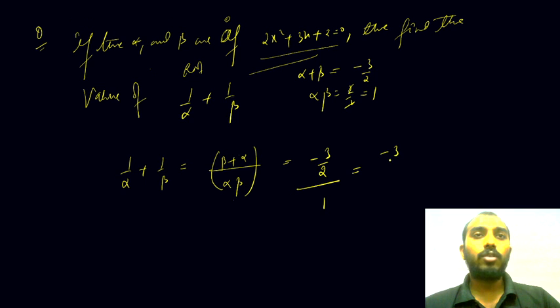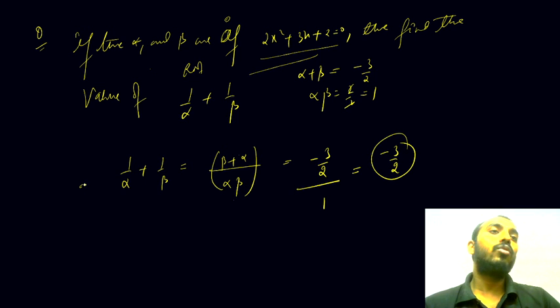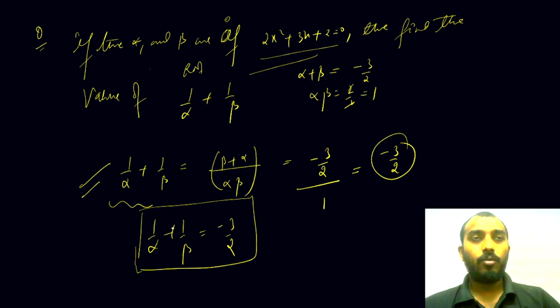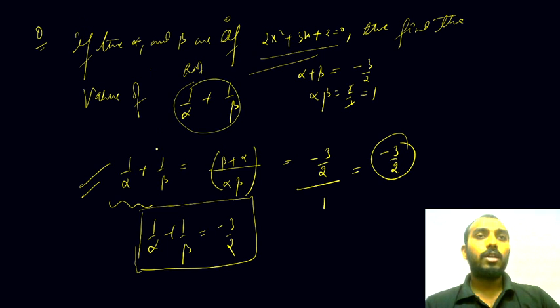So minus 3 by 2 is our answer for the value of 1 upon alpha plus 1 upon beta. So this is the value of 1 upon alpha plus 1 upon beta. Okay, so these are the basic concepts to find a particular value in terms of the sum of roots and product of roots.